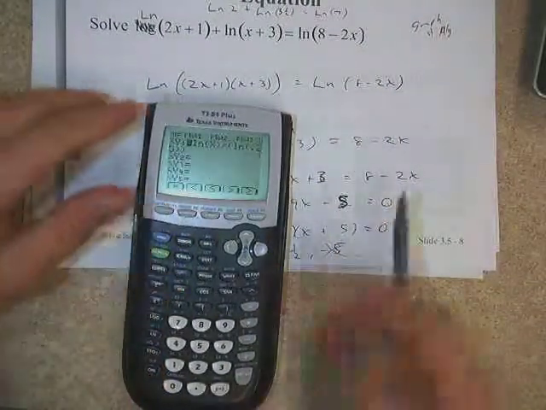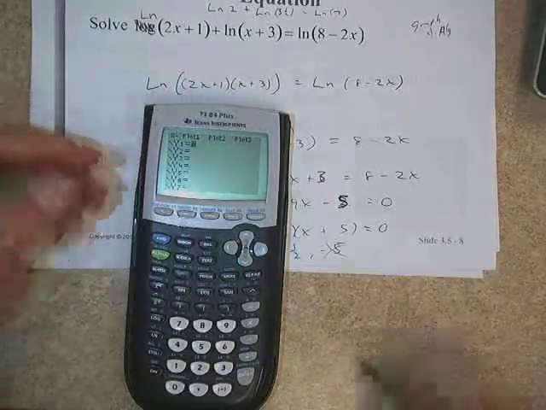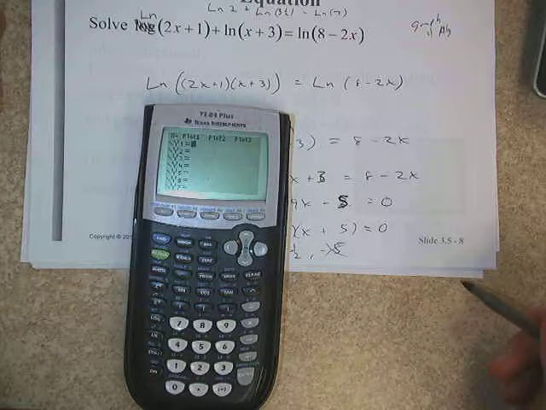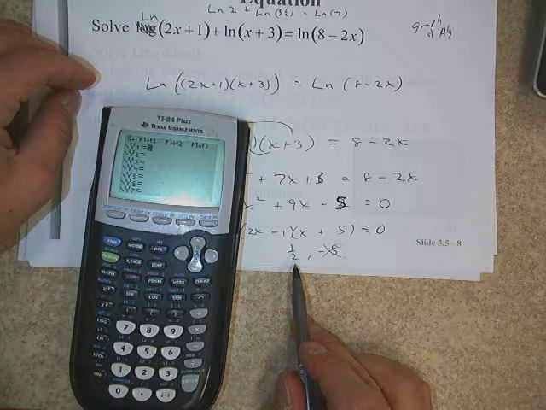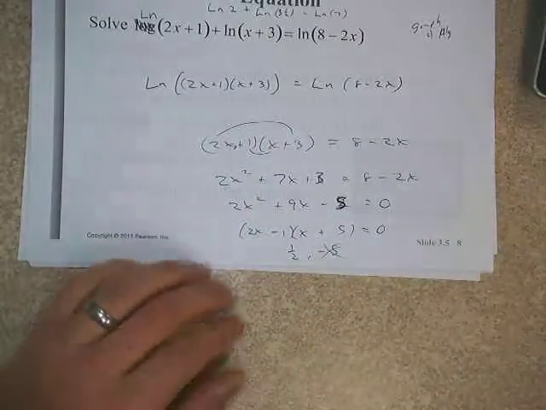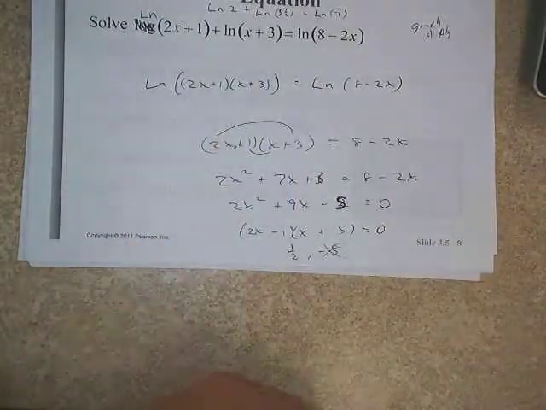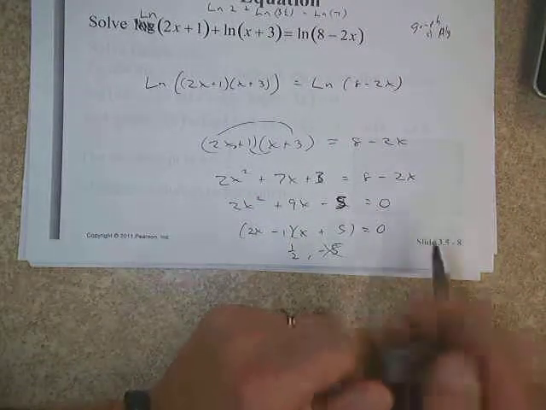Absolutely. And again, just to illustrate, if I were to take these two and put the left side in my y1 and the right side in my y2, could I use a graphing approach to find the answer to this also? Absolutely. And we would find that there is only one intersection point at the 1/2. Negative 5 would not be part of it. Negative 5 is not even in the domain of these functions.